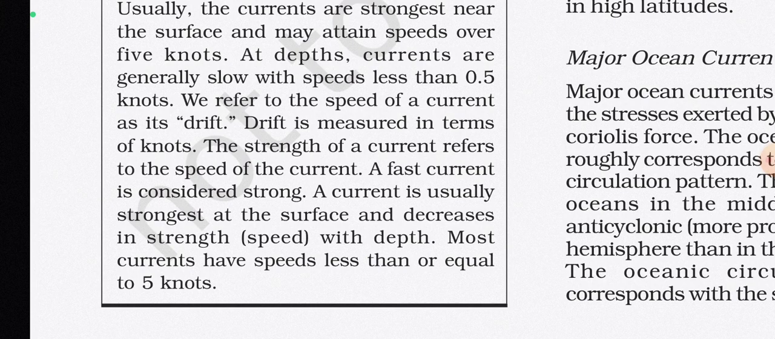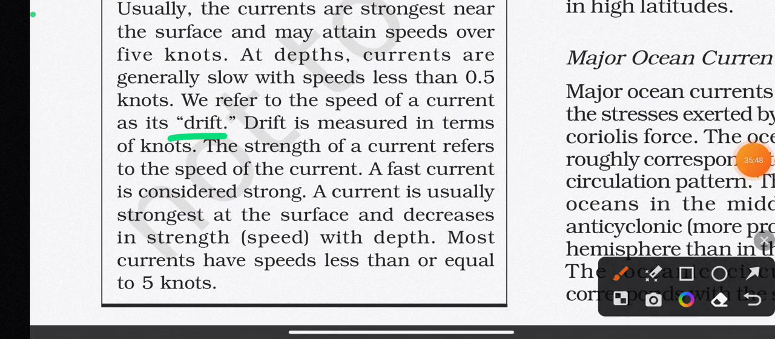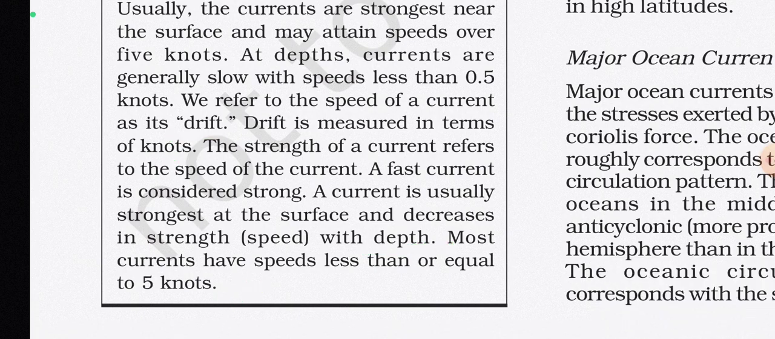Okay, so what is drift? The speed of the current we call drift. Drift is measured in terms of knots. The strength of a current refers to the speed of the current. A fast current is considered strong. A current is usually strongest at the surface and decreases in strength and speed with depth. Most currents have speed less than or equal to 5 knots.